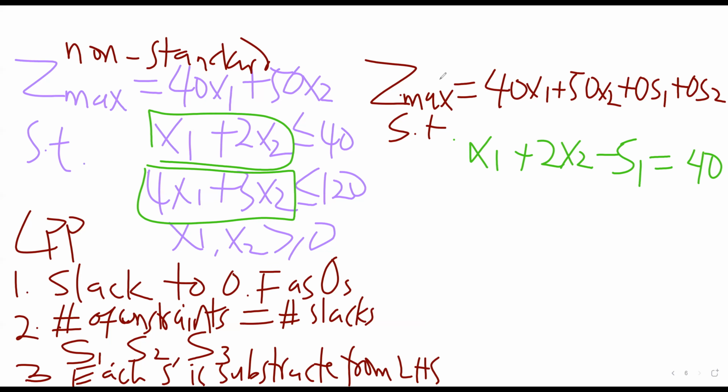The last part of the rule is that in the constraints, the slacks convert the inequalities to equalities. I don't write that, you should get that. In the constraints, the slacks convert the inequalities to what? To equalities.